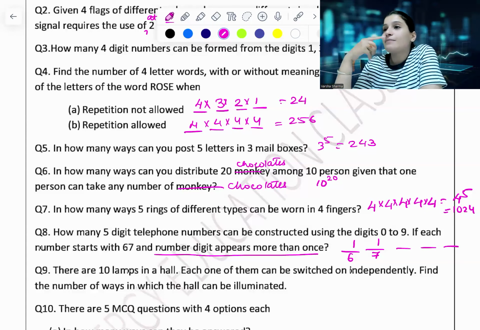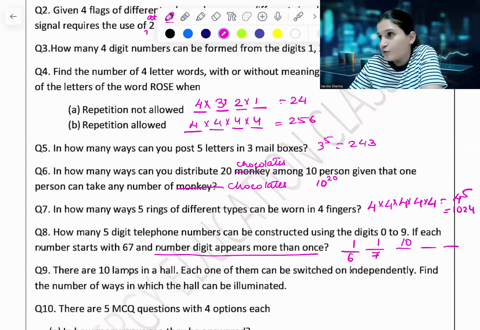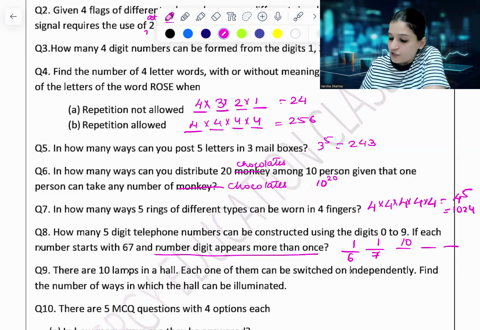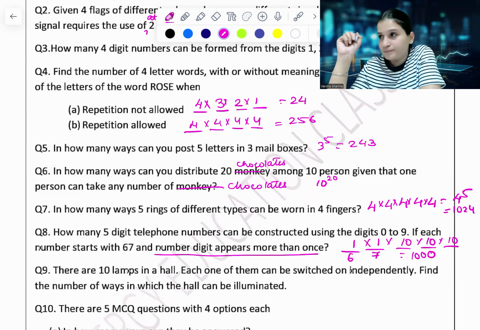So the third place can be filled by 10 digits. Anyone can sit here, 0 to 9. The fourth place can be filled in 10 ways, because repetition is allowed. Again, the fifth one, 10 ways. So if I multiply, the answer will be 1000. 1000. Clear?